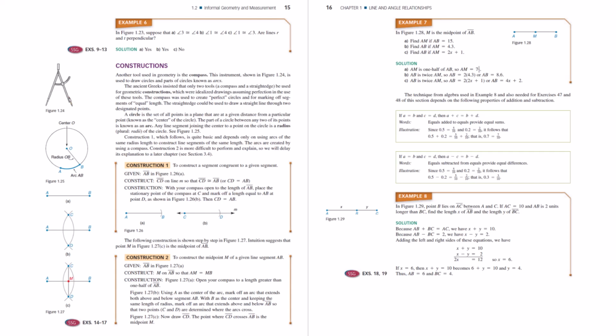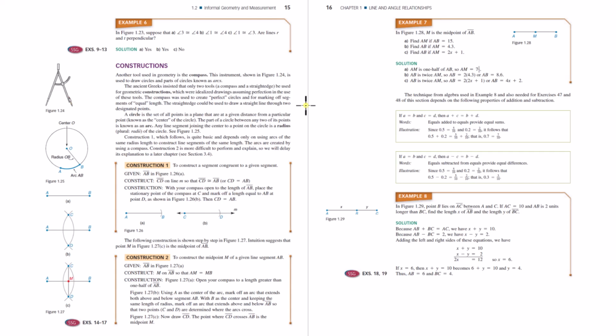Okay, we're picking up where we left off in section 1.2. I was planning on finishing this section in the previous video, but we'll go ahead and finish it here. So, we've talked about some of the main tools that are used in geometry: a ruler and a protractor.